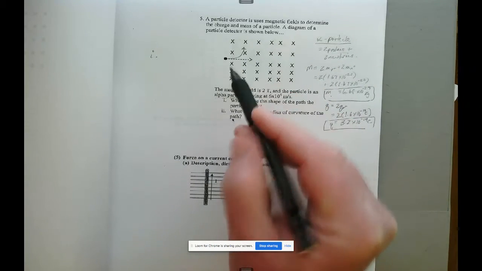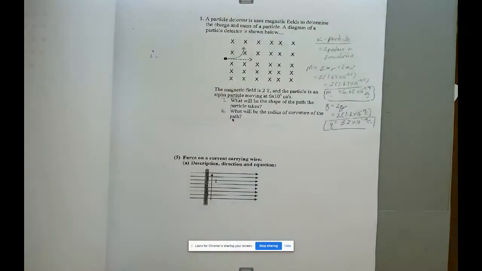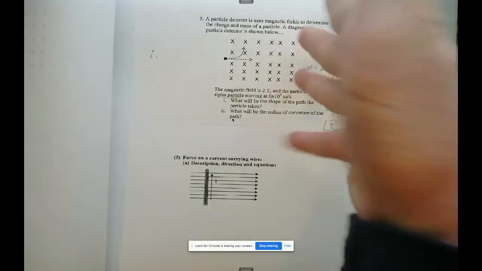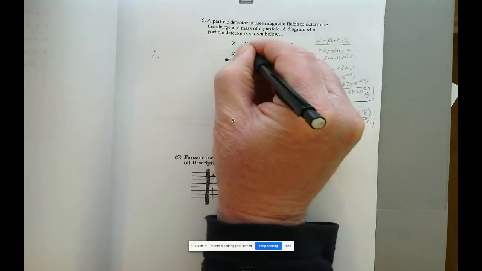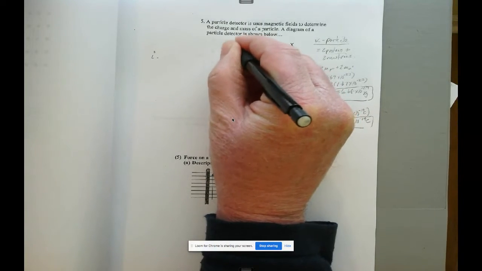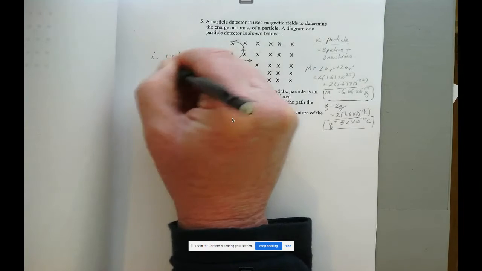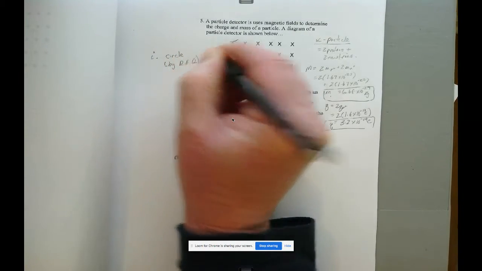Now when it's at this position, it's going to change. I'm going to do the right-hand rule again. The charge is moving up. The magnetic field is into the page. So my thumb points up, my fingers point into the page, and my palm is pushing to the right. So it's going to make it go this way. And it turns out it makes a circle. And we figure that out by the right-hand rule.